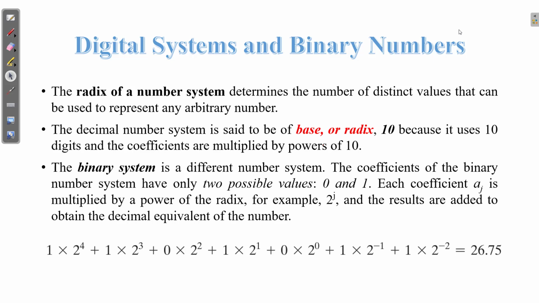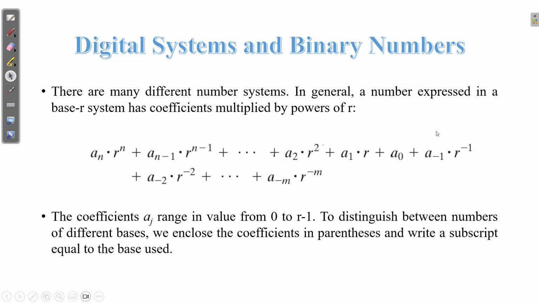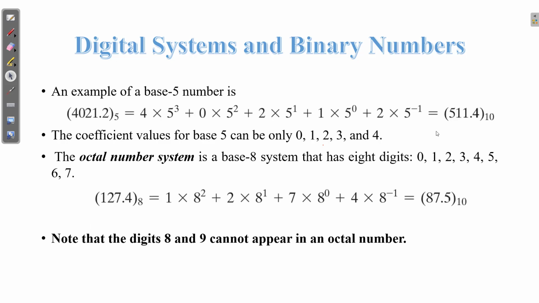That was the concept of the expansion of numbers that you can see here. And this is the general form that I have talked about. Now, for example, if we have a number in base 5 in this form, we cannot read this number as 4021.2. This is wrong because this number is not written in decimal. This is written in base 5.